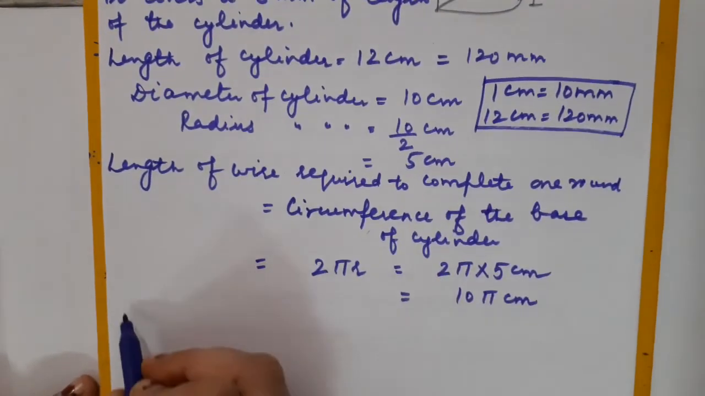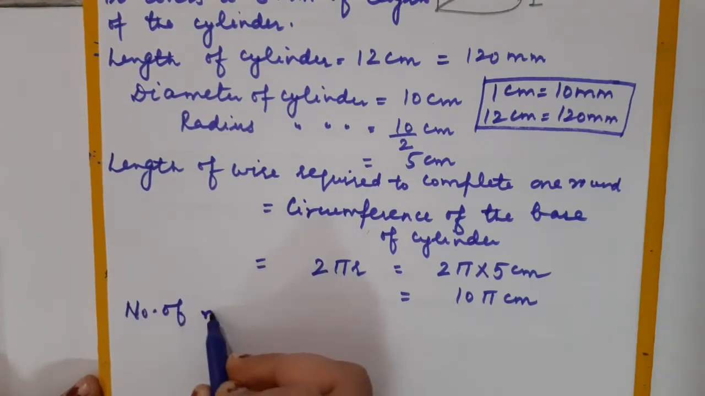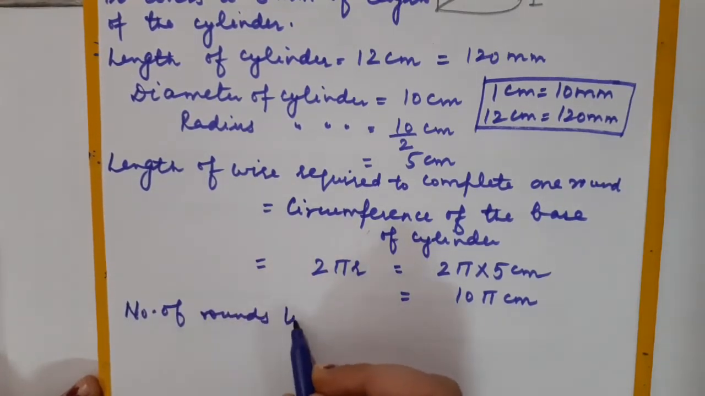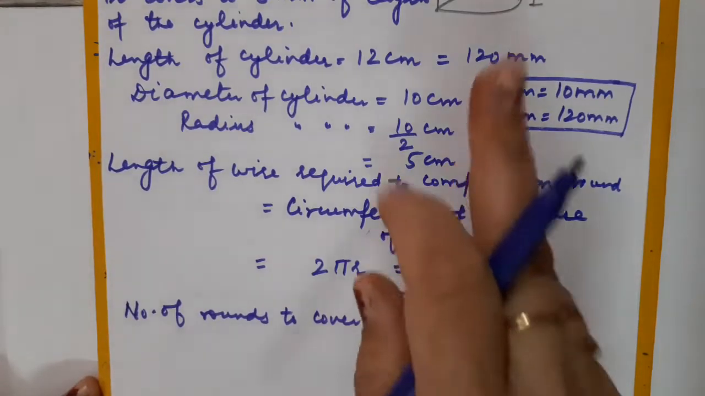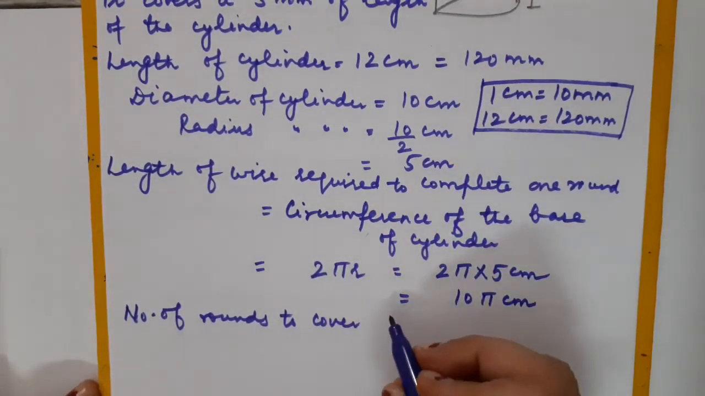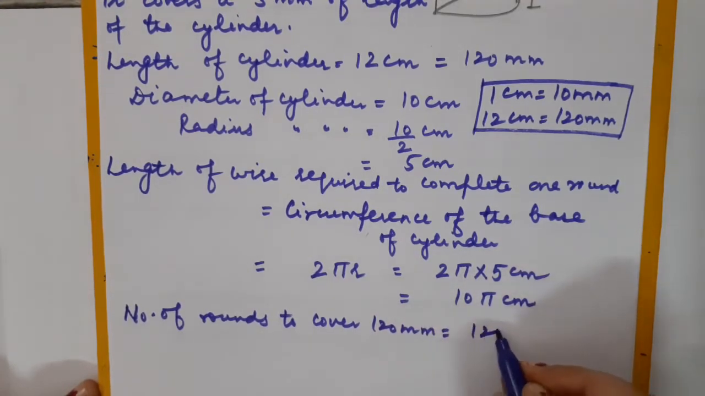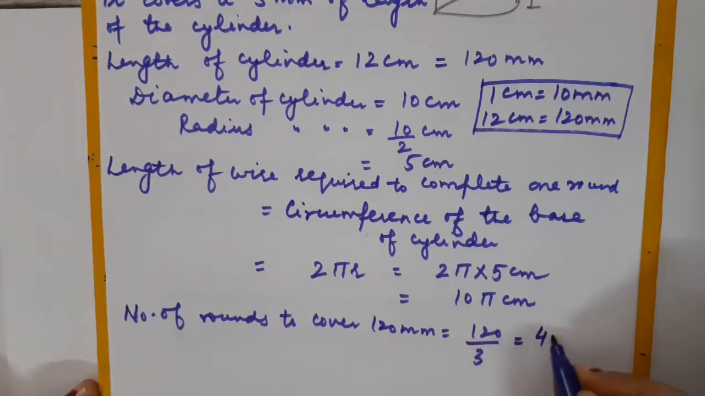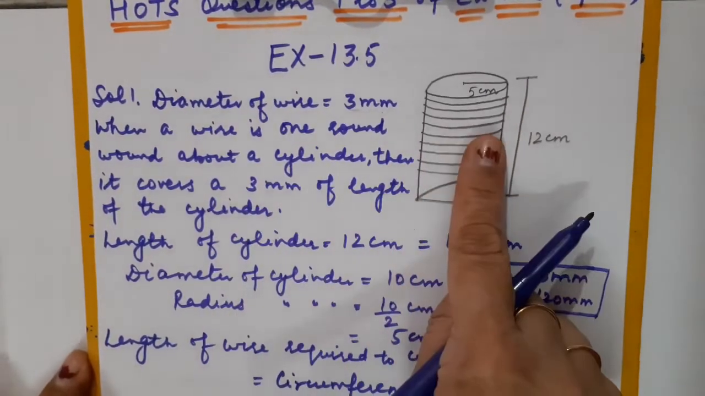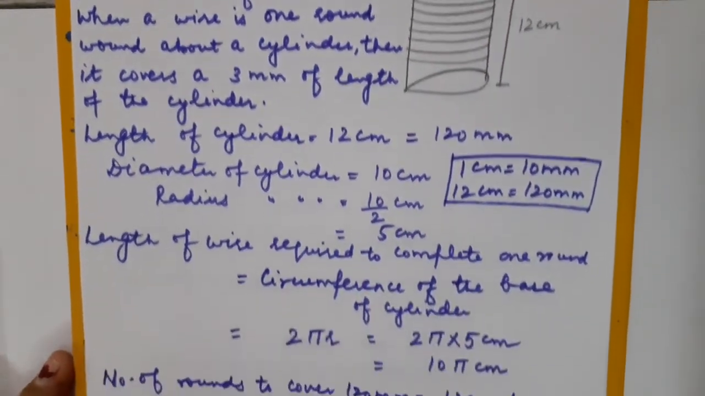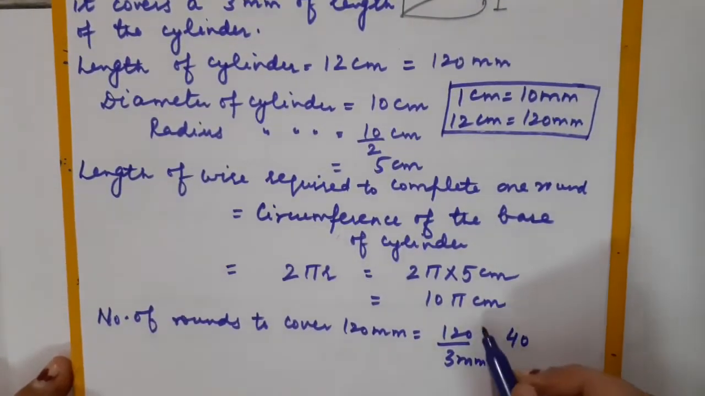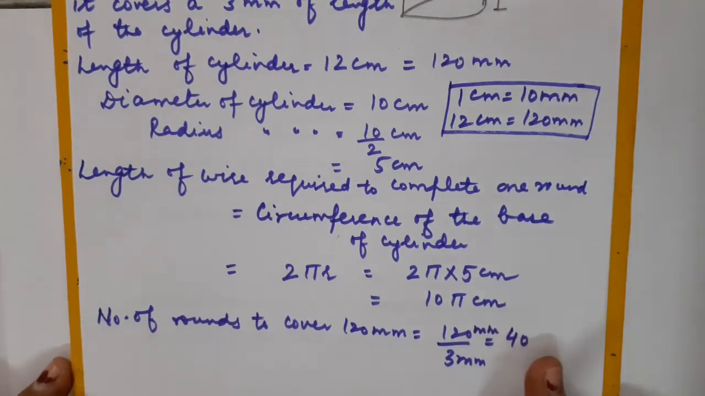So now I am going to calculate the number of rounds to cover the complete curved surface area of the cylinder. And what is its length? That is 120 mm. So it must be equal to 120 mm divided by 3. So it would become 40 rounds. 3 mm is the length of the diameter of the wire and 120 mm is the total length of the cylinder. Correct? This is also in mm. So there are total 40 rounds.